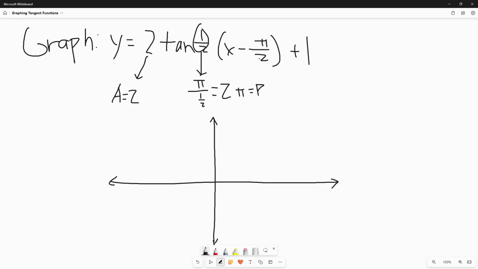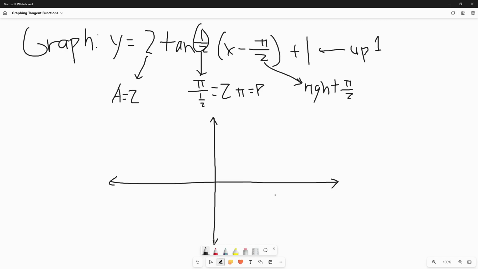And this minus pi over 2 means that there is a horizontal shift, and the fact that it is minus pi over 2 means that it is to the right. So there's a shift right by pi over 2. And this plus 1 means that it's going up, meaning that the graph has a vertical shift up 1. These are all the transformations that this graph has. So now let's get to graphing it.